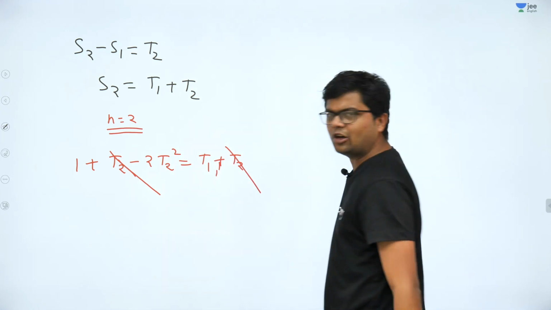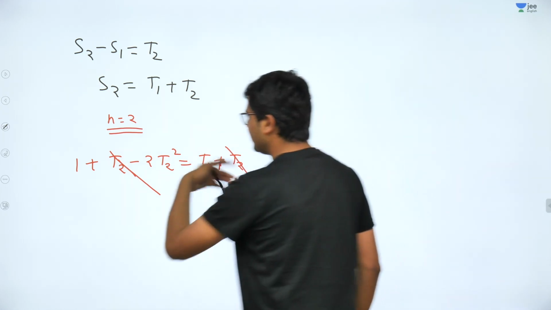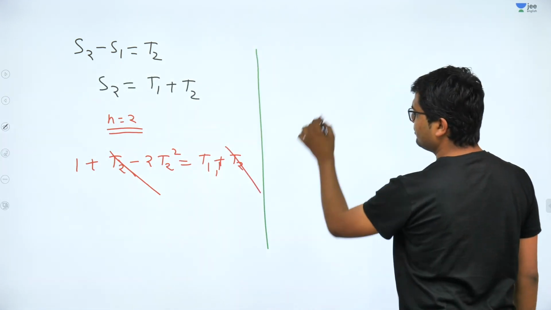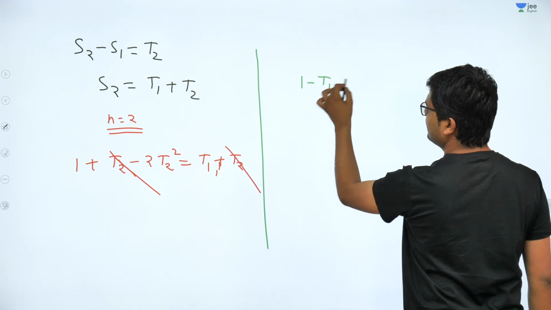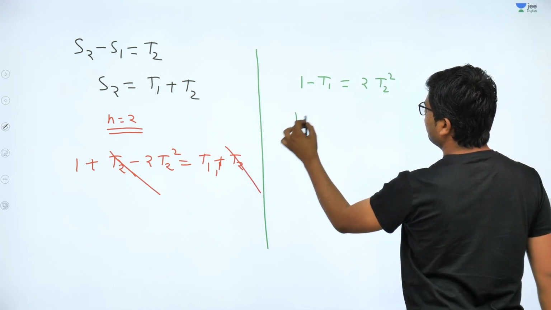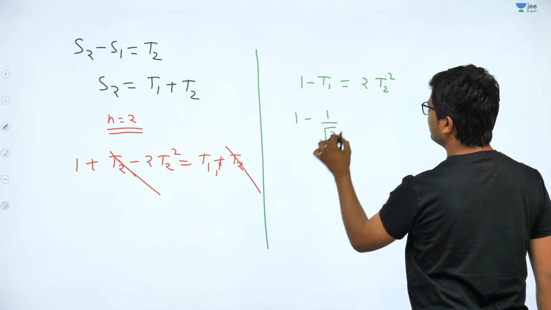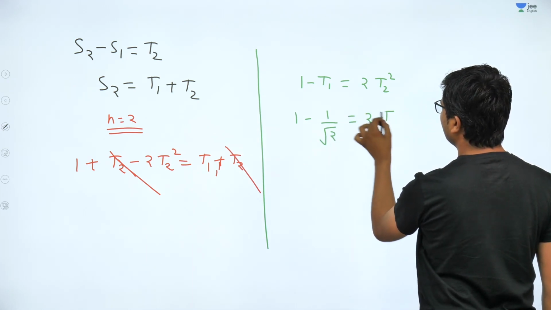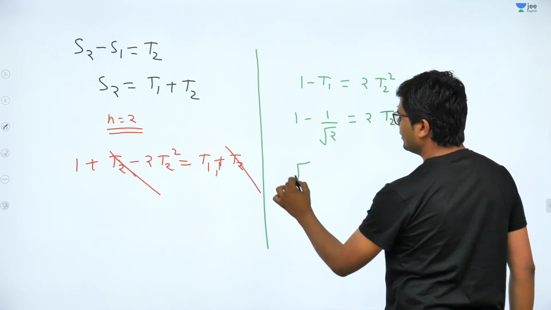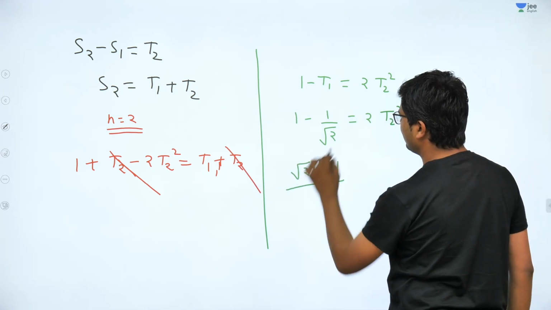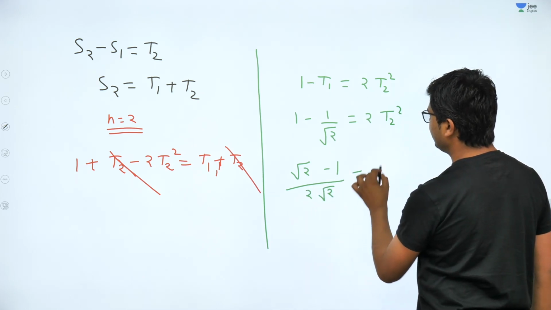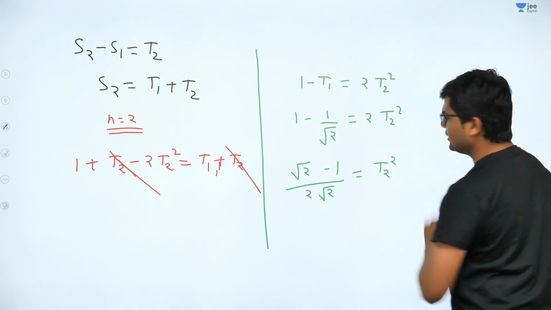T1 is how much? 1 by root 2. So just take 2T2 square there. I am solving it: it will become 1 minus T1 is equal to twice of T2 square. So it will be 1 minus 1 by root 2 is equal to twice of T2 square. So it will become root 2 minus 1 upon root 2 into 2. So it will become 2 root 2 into T2 square. That is okay with everyone.